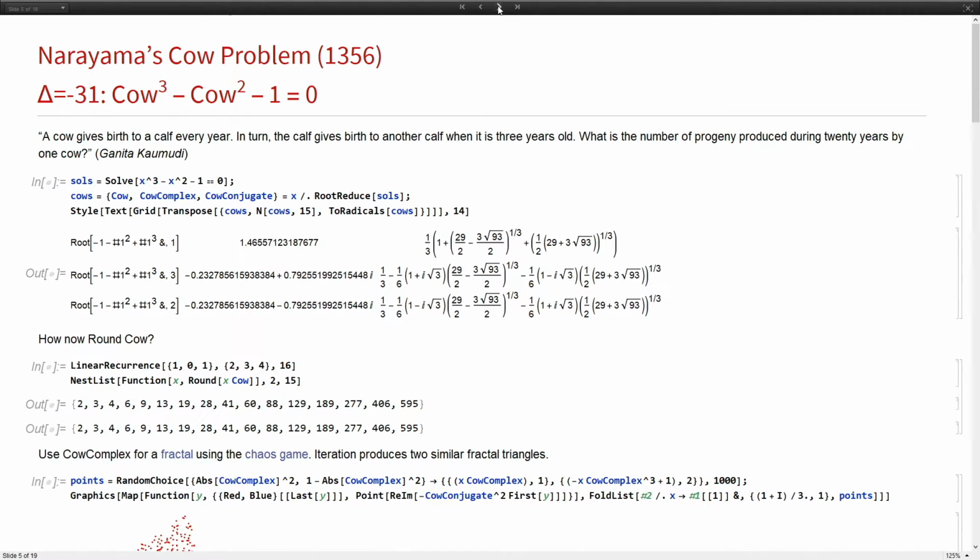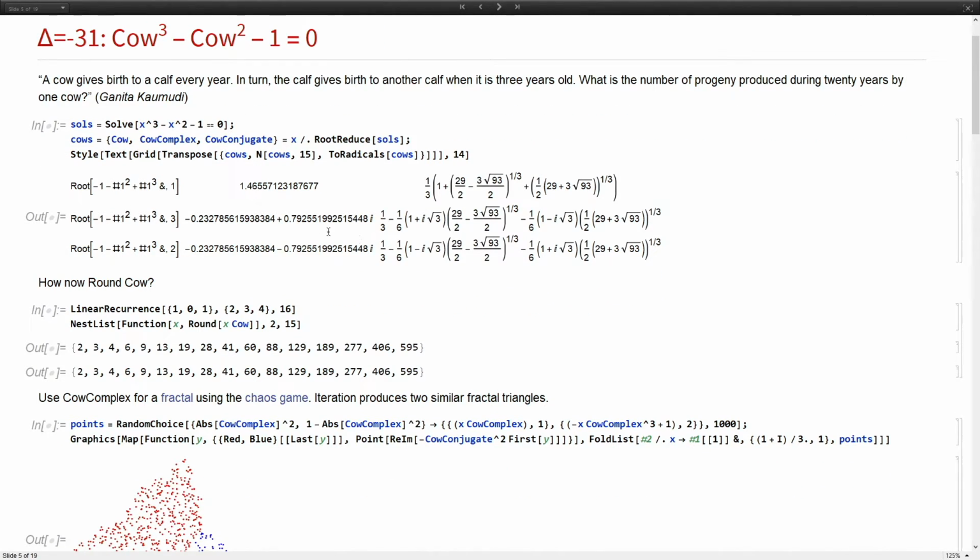So the cow problem is that a cow gives birth every year. In turn, the calf gives birth to another calf when it's 3 years old. So this is a problem from 1356. So you need this polynomial here to solve the problem. It has a discriminant of minus 31, which I'll discuss a little bit later. And the radical form of this is terrifying. But it's approximately 1.46. And there's also the complex values here.